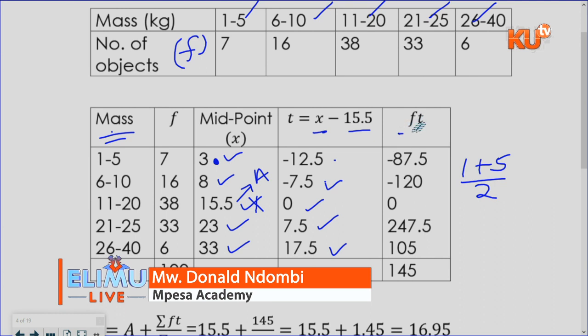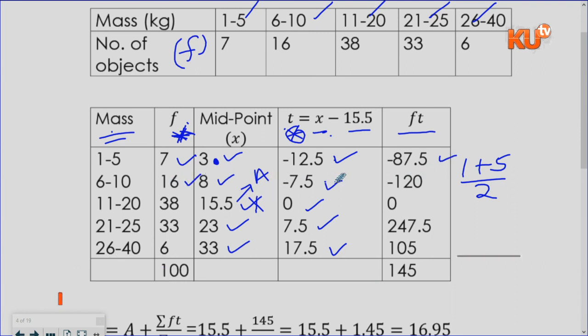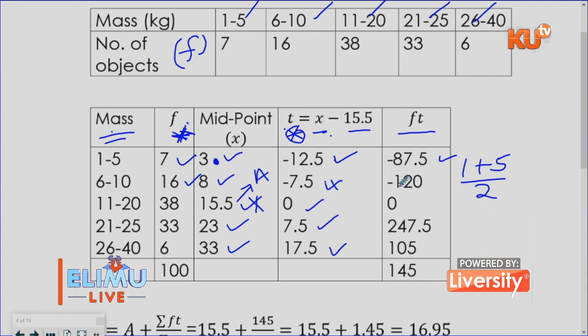Now we need what? FT. So FT means you take F. Remember, our F column is this one. We need this. Now in an exam situation, we advise you to put a star here on F, you require that one. And this other one, you require to multiply these two. So you'll need to multiply F times T. You take the value of F here, 7, multiply it by this, and your answer should be that. Take the next value of F, that should be 16, multiply it by this negative 7.5, you get negative 120. Take 38, multiply it by 0, then you get 0. Then like that, then up to 105.